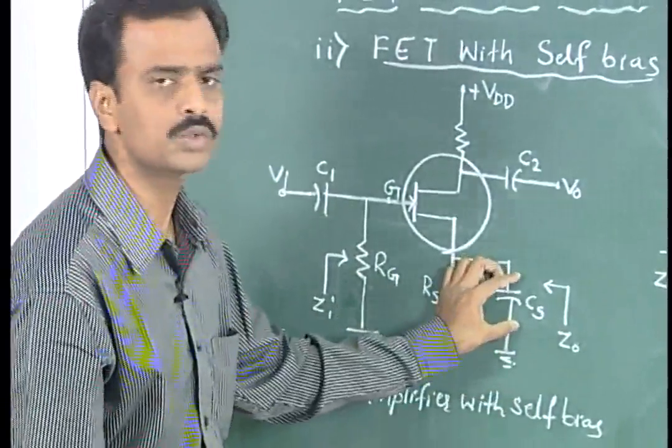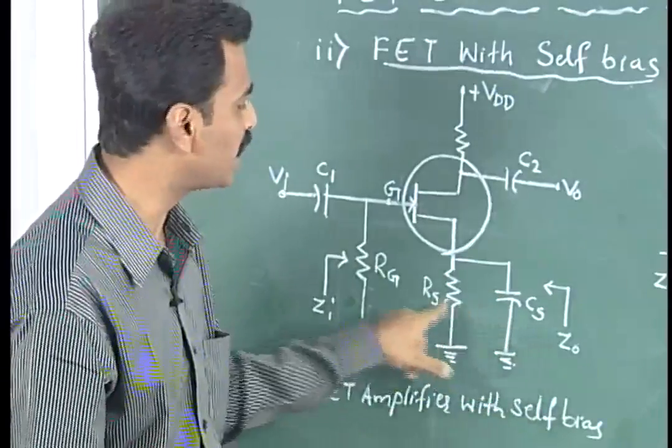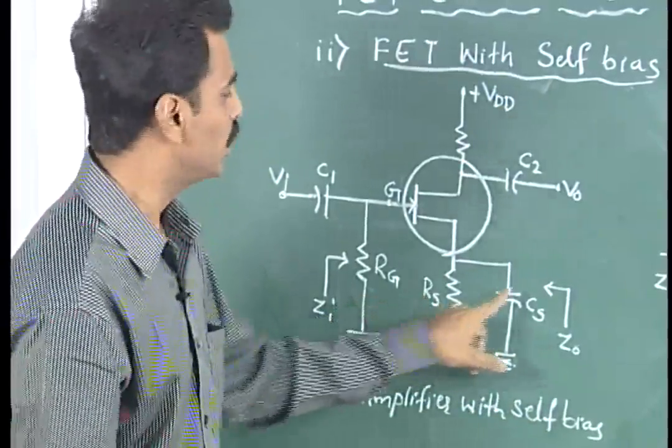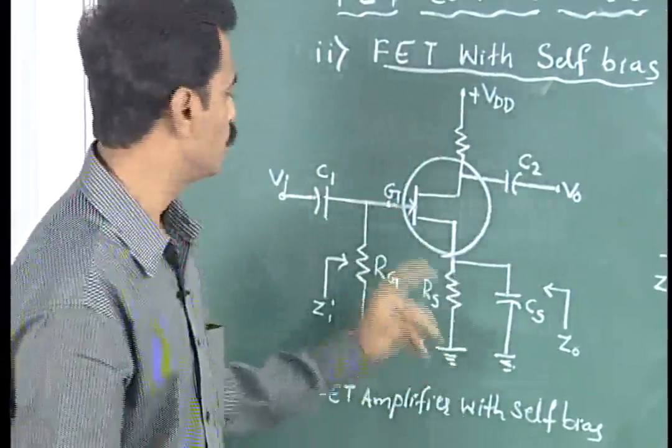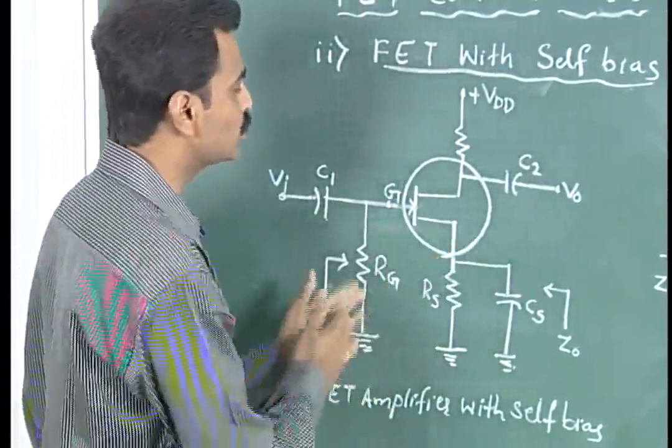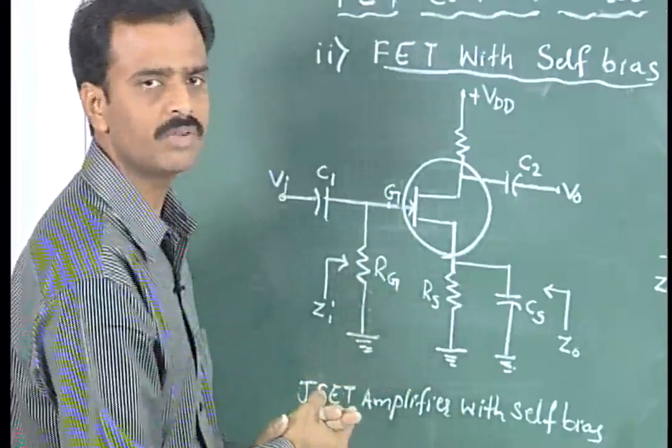And one more difference is a source capacitance which is added in parallel with the source resistance. Everything else remains the same as in the fixed bias. Now the circuit which gives an N channel JFET for the case of a self bias.